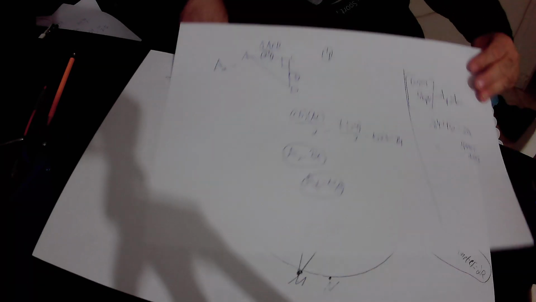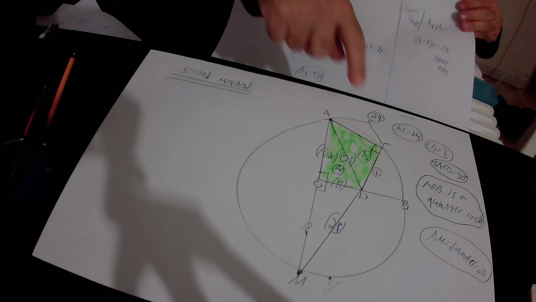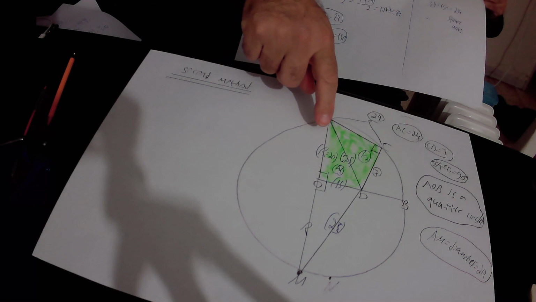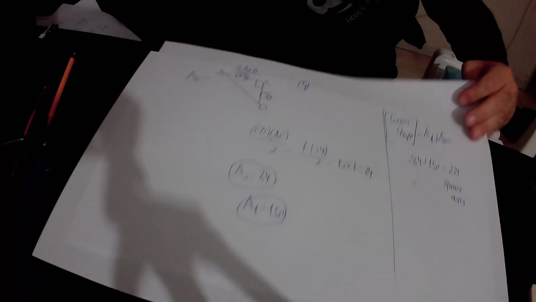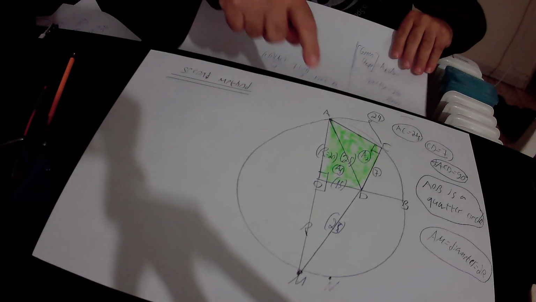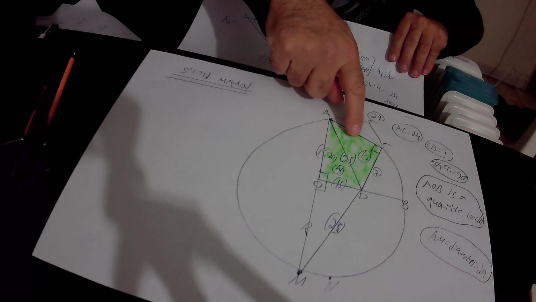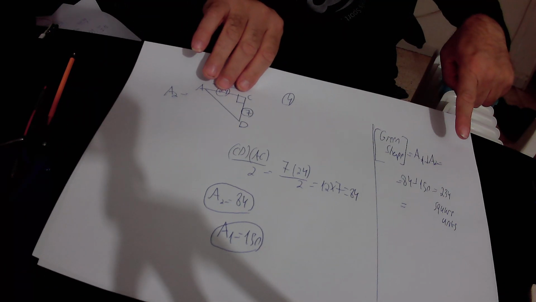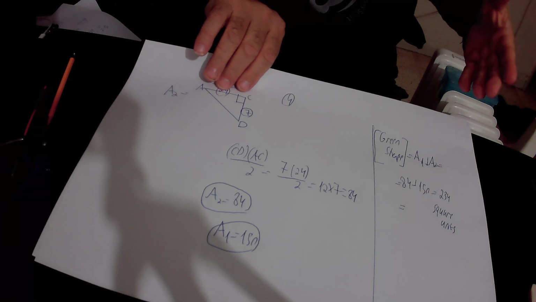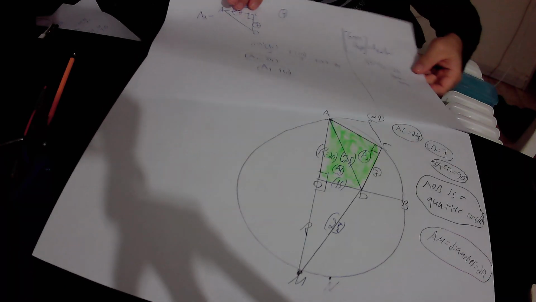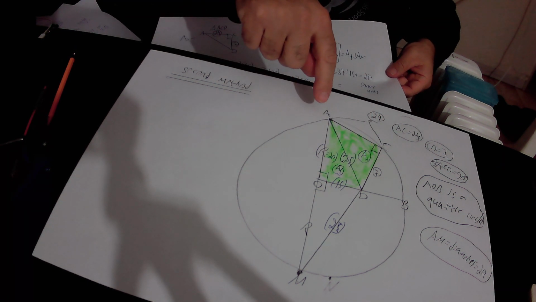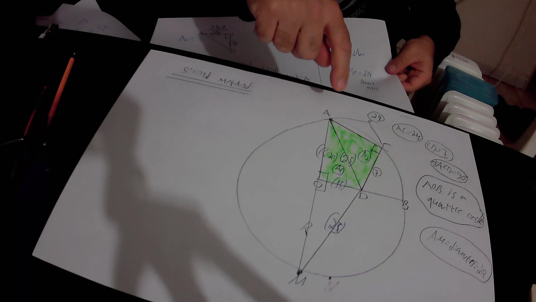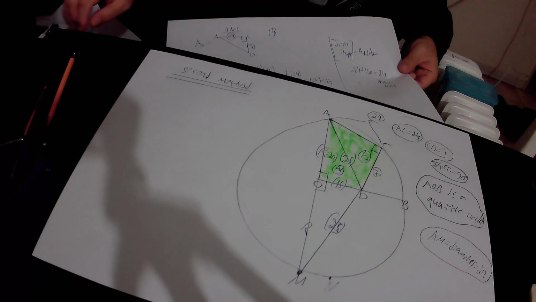In total, the area of this green shape equals A1 plus A2. A1 is the area of this right triangle AOD, that is 150, plus A2, that is the area of the right triangle ACD, that is 84. So A1 plus A2 is 84 plus 150, that is in total 234 square units. We found out that according to the second method, the area of this green shape also equals 234 square units. Okay, thank you very much.